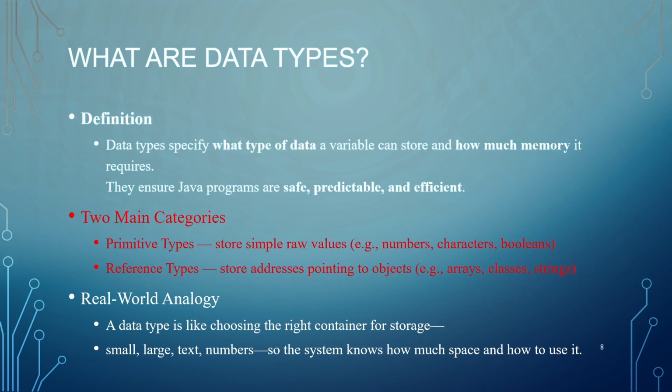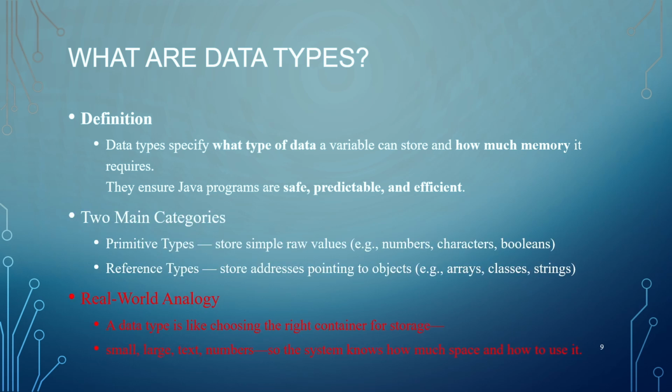There are two main categories of data types in Java. Primitive types store simple raw values such as numbers, characters, and Boolean values. Reference types, on the other hand, store memory addresses that point to objects like arrays, classes, and strings.